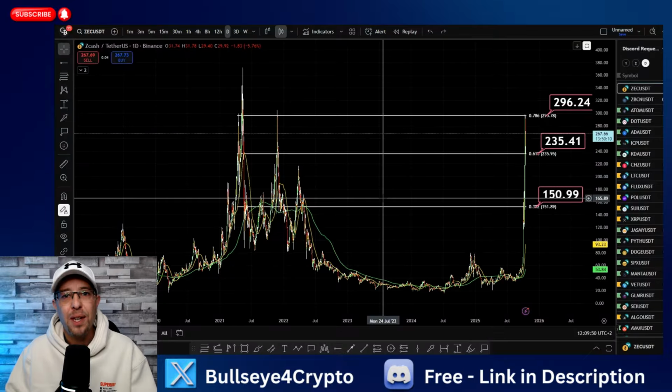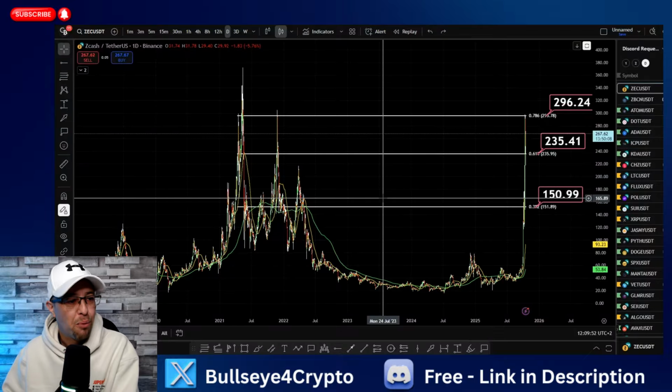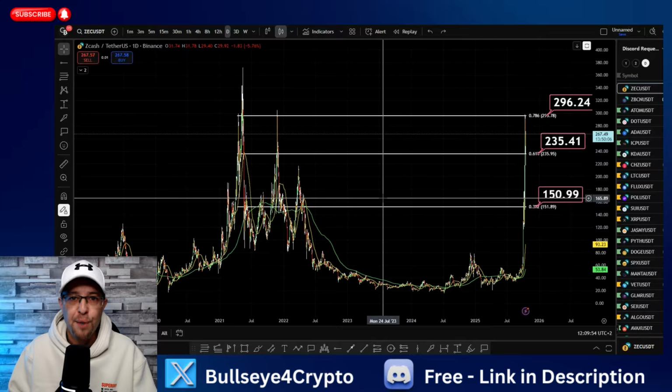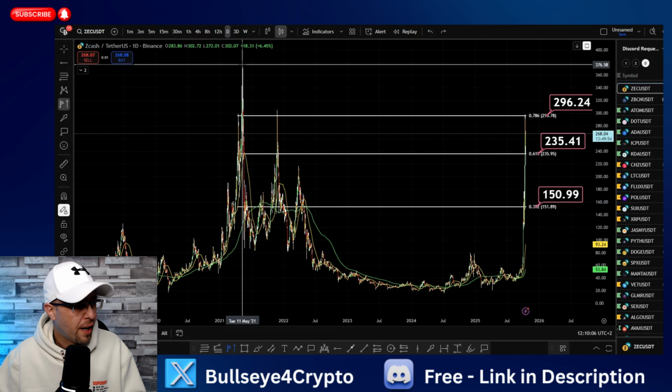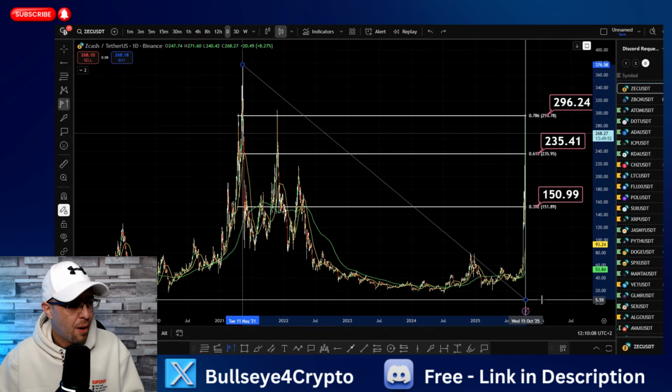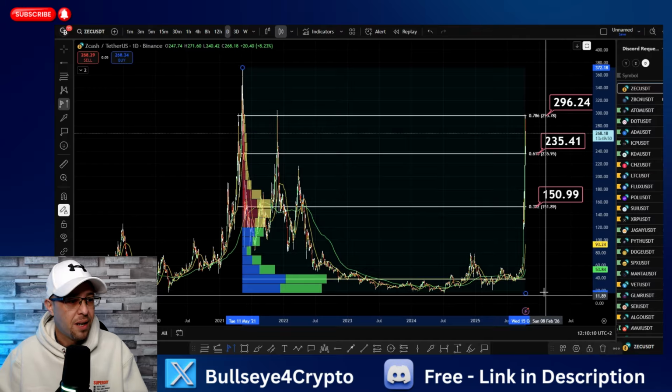How can we tell that? We can use a fixed range volume profile to find out exactly where the biggest area of traded volume is, and when we can start making bigger swings because there's less volume, less buying pressure, less selling pressure, and less of a wall to break through. So that's what we're going to do now. Fixed range volume profile all the way from its swing high, all the way down to its bear market low, including current price action. Bam.